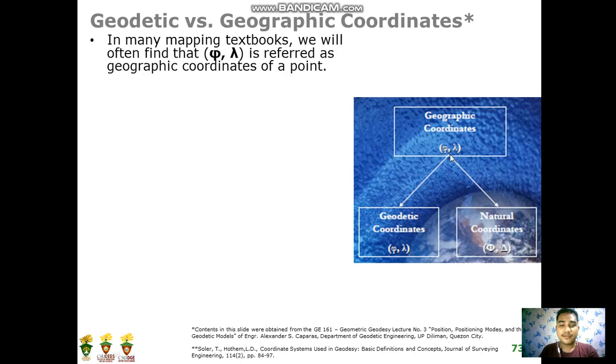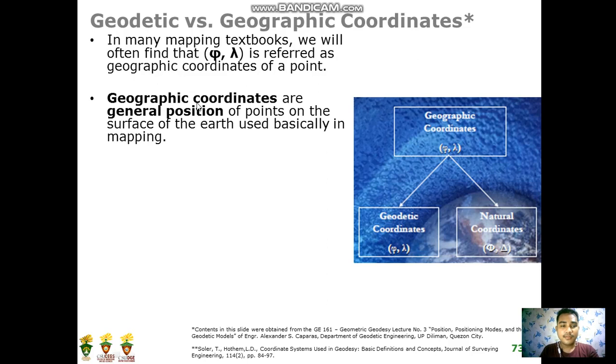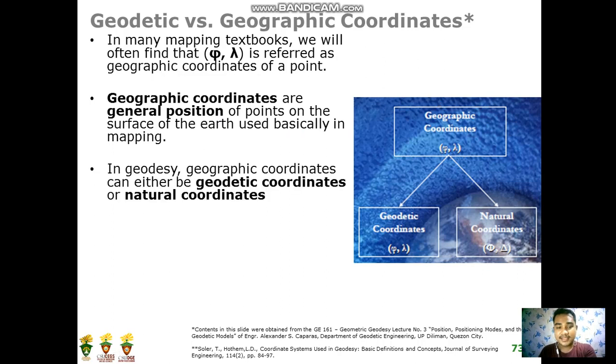When the Greek letter denotes latitude, or longitude, it is geographic. Geographic coordinates are the general position of points on the surface of the Earth, used basically in mapping. So this is the generic term, geographic coordinates. In many textbooks, the usual term for coordinates is geographic. But in geodesy, geographic coordinates can be either geodetic or natural.